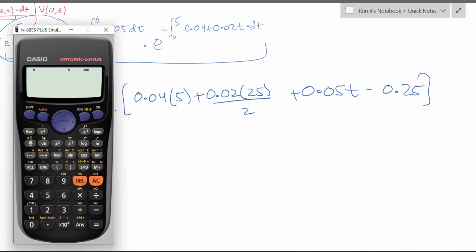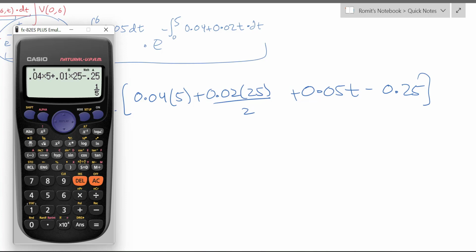This becomes 0.04 times 5 plus 0.01 into 25 minus 0.25.